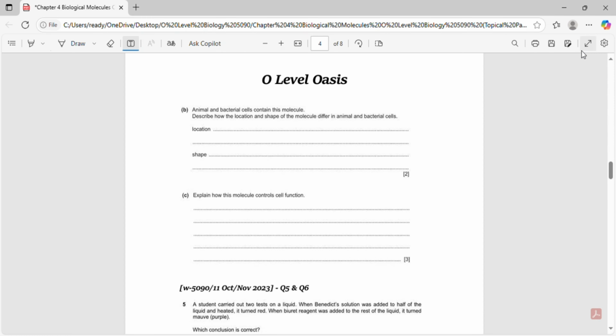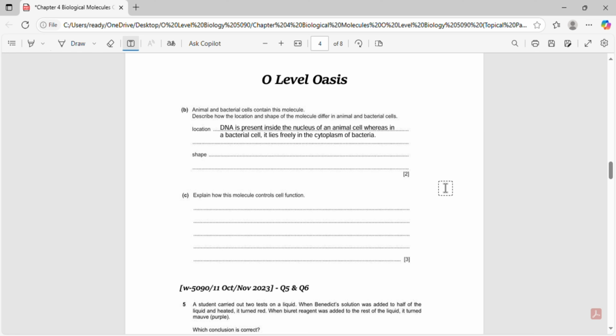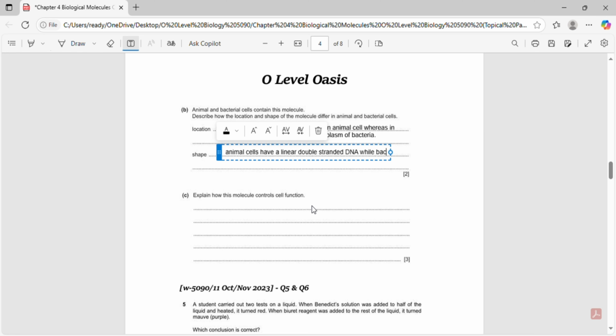Then, let's move on to the next part of this question, which connects the cells chapter back to DNA so that we can revise and strengthen your understanding. The question tells us that both animal and bacterial cells contain DNA, and asks us how DNA controls cell function. But before that, it wants us to describe how the location and shape of DNA differ in these 2 types of cells. So we can note that in animal cells, DNA is located inside the nucleus, whereas in bacterial cells, the DNA lies freely in the cytoplasm, because animal cells are eukaryotic with a membrane-bound nucleus, while bacteria are prokaryotic and lack a true nucleus. As for the shape, DNA in animal cells is linear and double-stranded, organized into chromosomes, while bacterial DNA is usually a small circular double-stranded molecule.